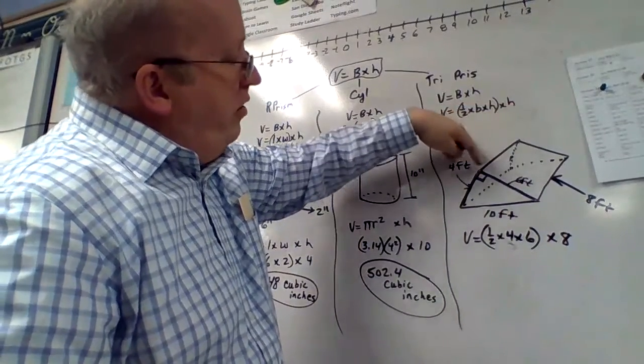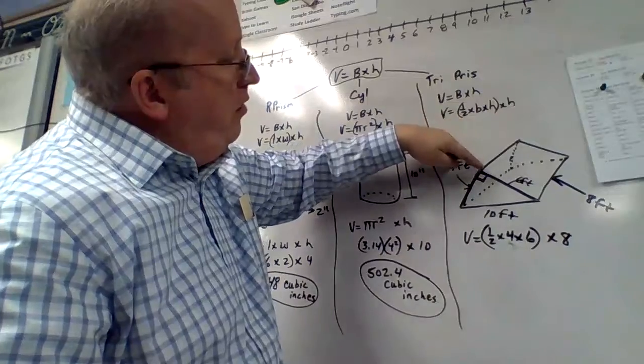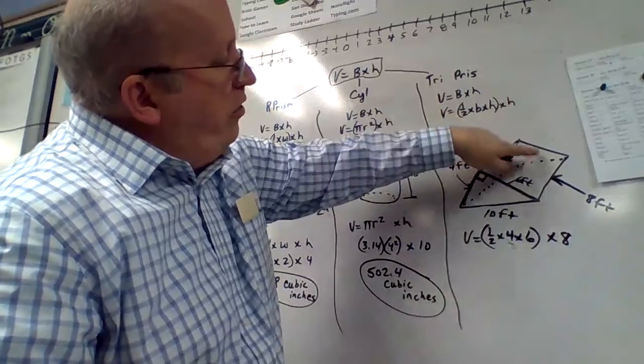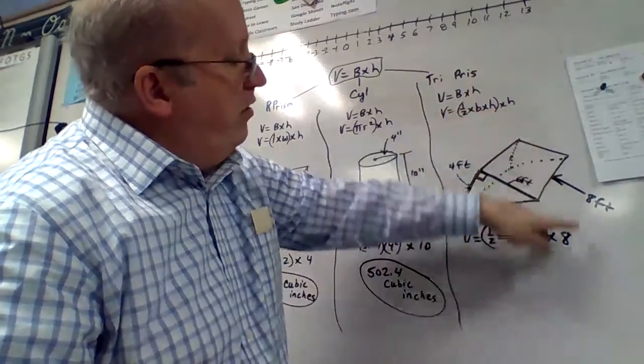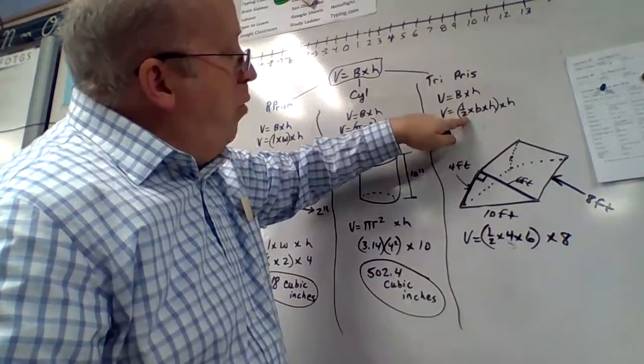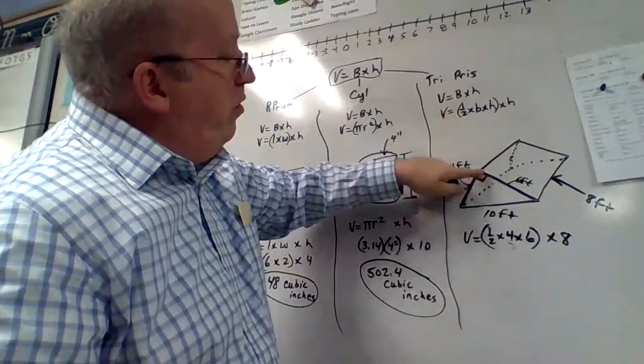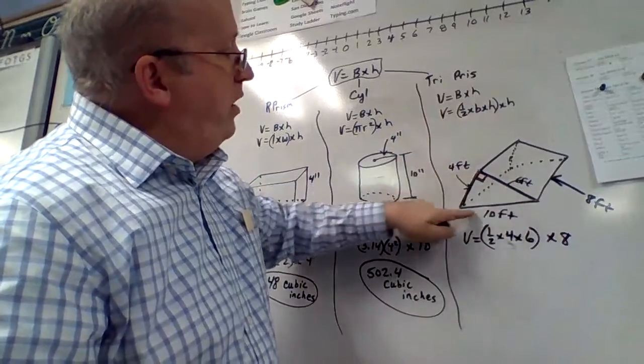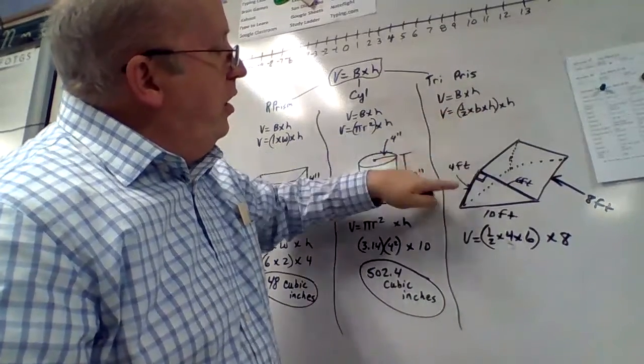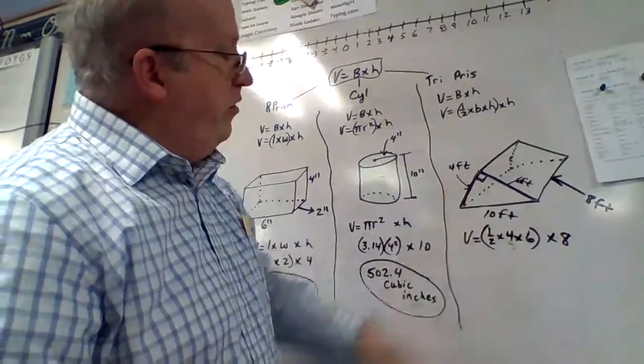The 8 is the height. This last height is the distance between the two bases, from this triangle to this triangle. That's the height of the entire prism. And we've got 1/2 times base times height here. This is the formula for the area of a triangle. So we only look at the triangle right now for this part of it. And the base is the 4 and the height is the 6.